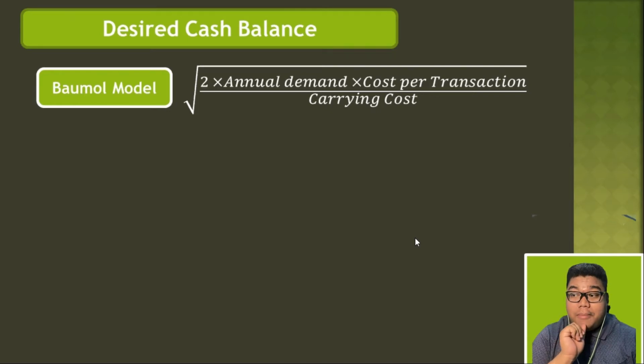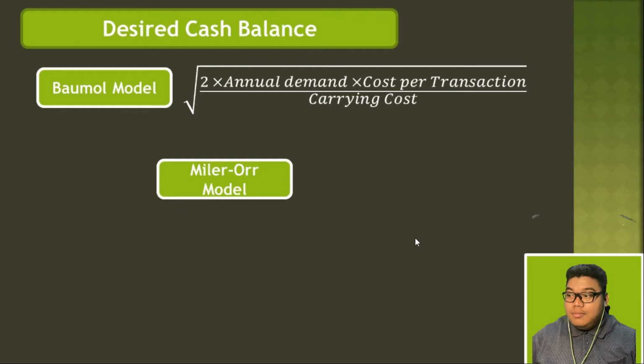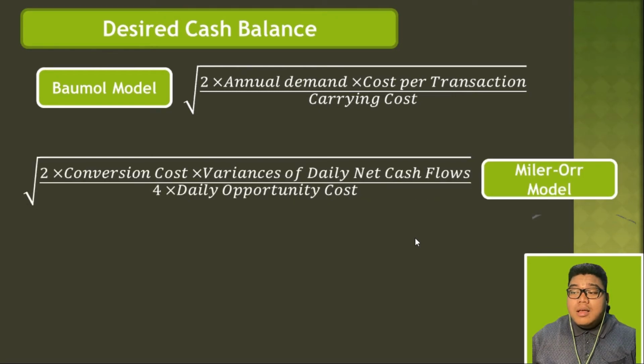Here, the annual demand would be the annual demand in cash, and then the cost per transaction in pesos, of course, and the carrying cost would be the rate. Using the Miller-Orr model, we would have 2 multiplied by conversion cost multiplied by variance of daily net cash flows divided by 4 multiplied by daily opportunity cost.